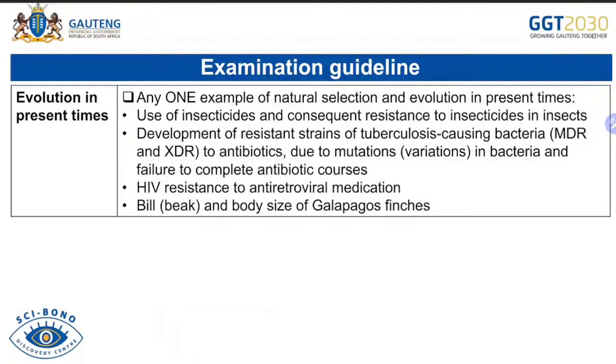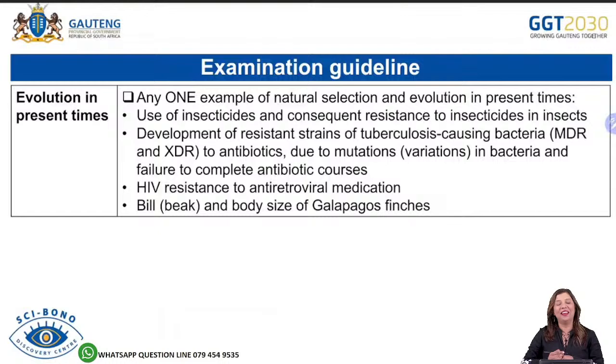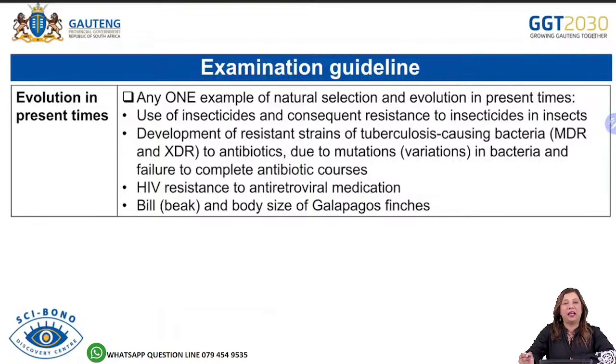So firstly, we always kick off with the exam guideline. I'm sure you realize this by now. Not because we feel like it, grade 12s, because this is a very important document. Whenever you start studying, you have to start with this because we know that it is the recipe. So let's talk about what we actually need to know. Evolution in present times. We need to know any one example of natural selection.